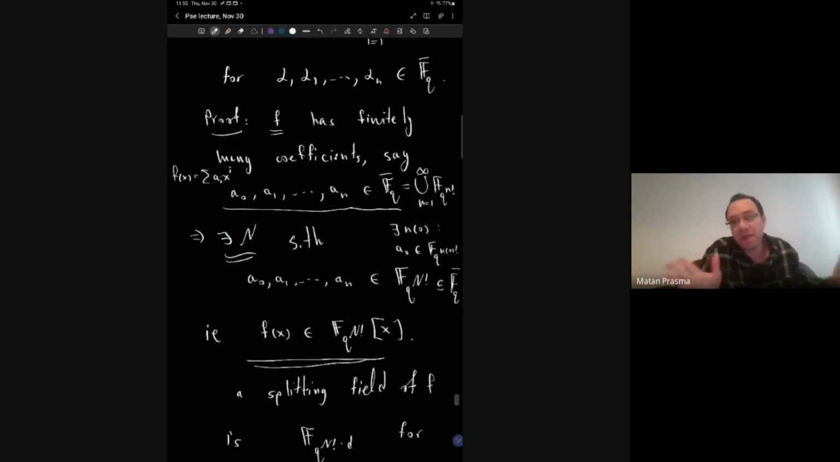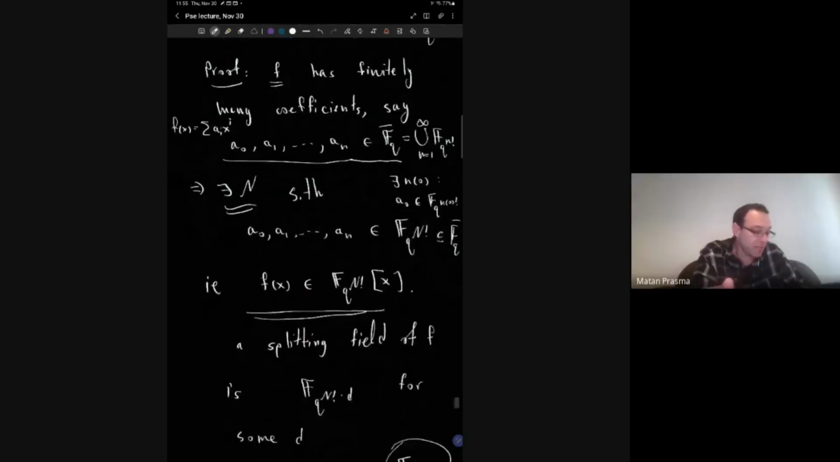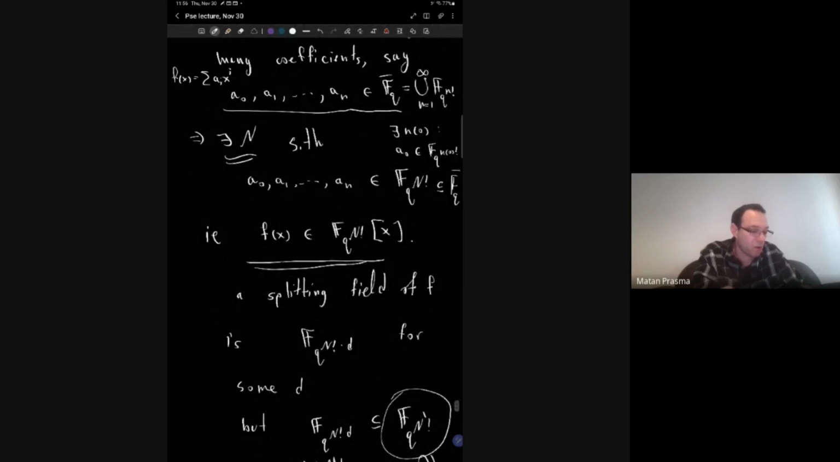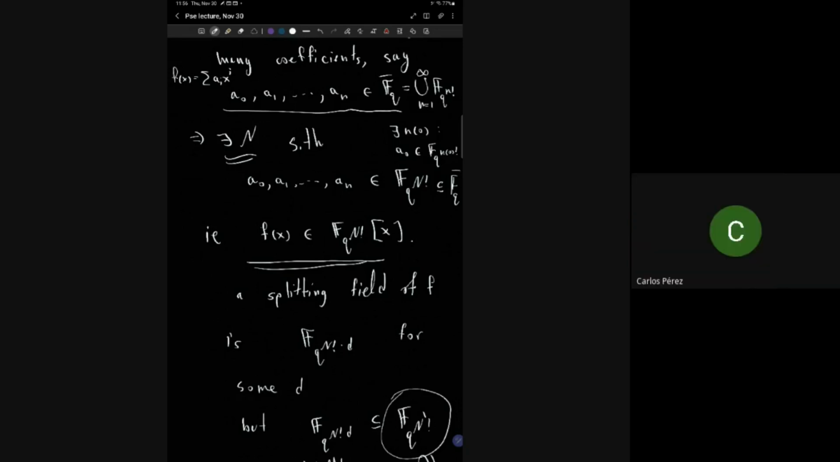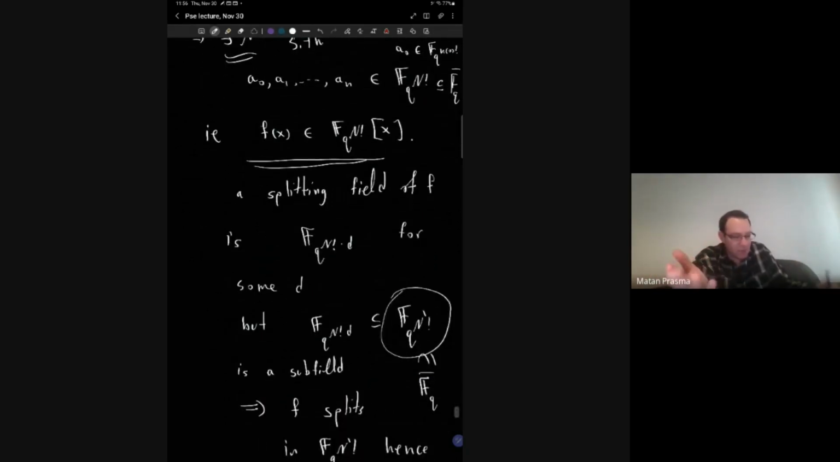Now this subfield, it's a finite field. So I can do the splitting. I have a splitting field. Correct. The splitting field of a polynomial over a finite field is again a finite field. And so it must be contained in some stage of the tower.